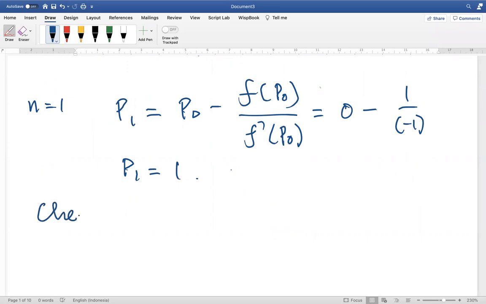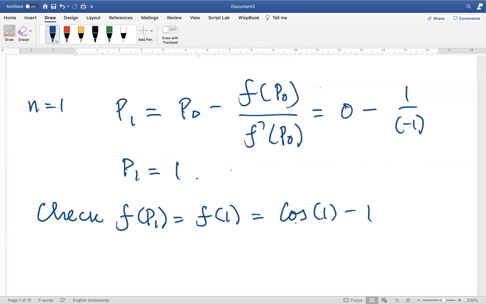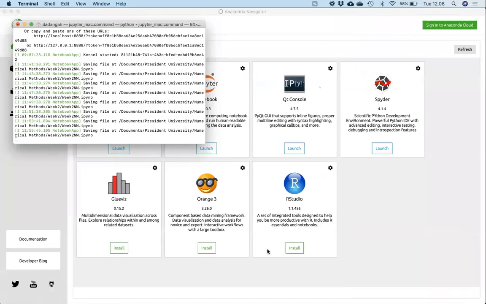Then check p1, because before you continue to the next iteration, f(p1) is f(1), right? Is cos 1 minus 1. Of course, you need to use the calculator to calculate this, yeah. Okay, you can use Python to calculate, yeah, at least as a calculator.